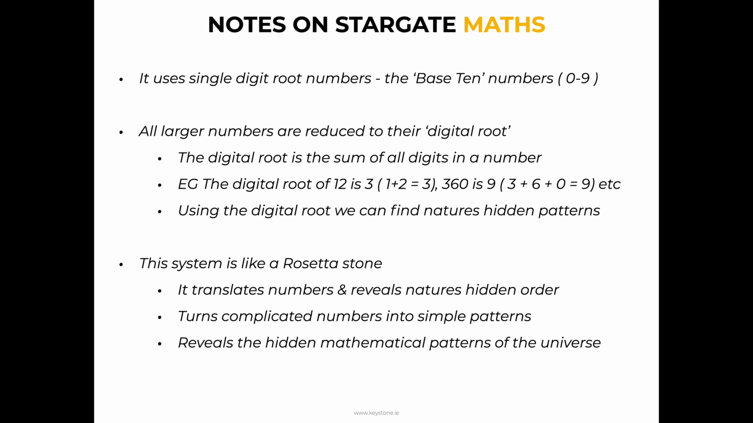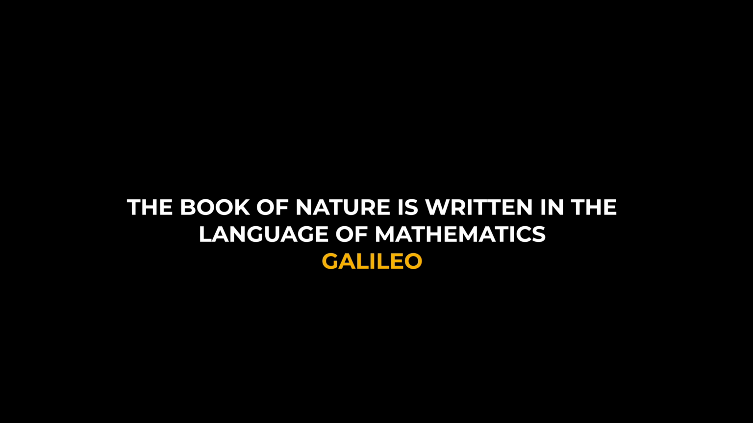And this system is like a Rosetta Stone. It translates numbers and reveals nature's hidden order. It turns complicated numbers into simple patterns and reveals the hidden mathematical patterns that govern the universe. According to Galileo, the book of nature is written in the language of mathematics.